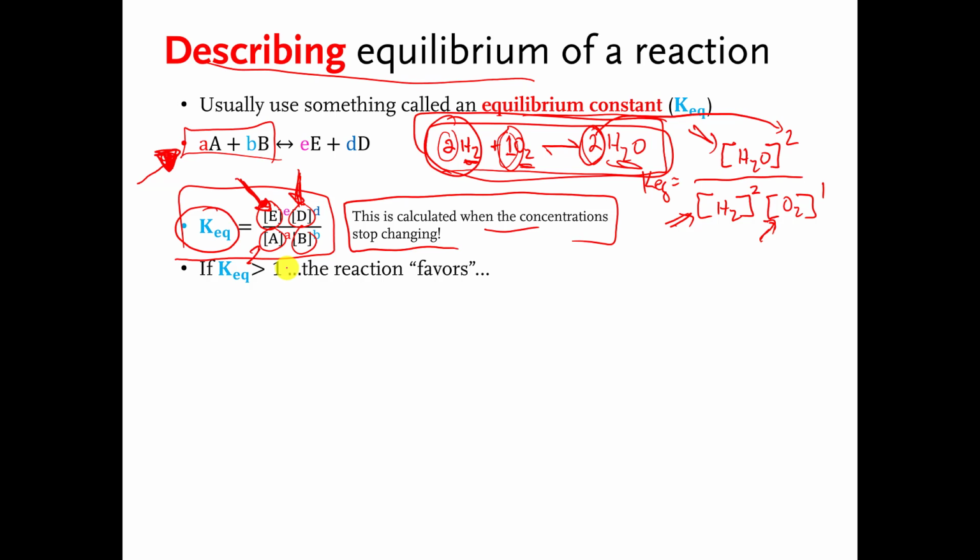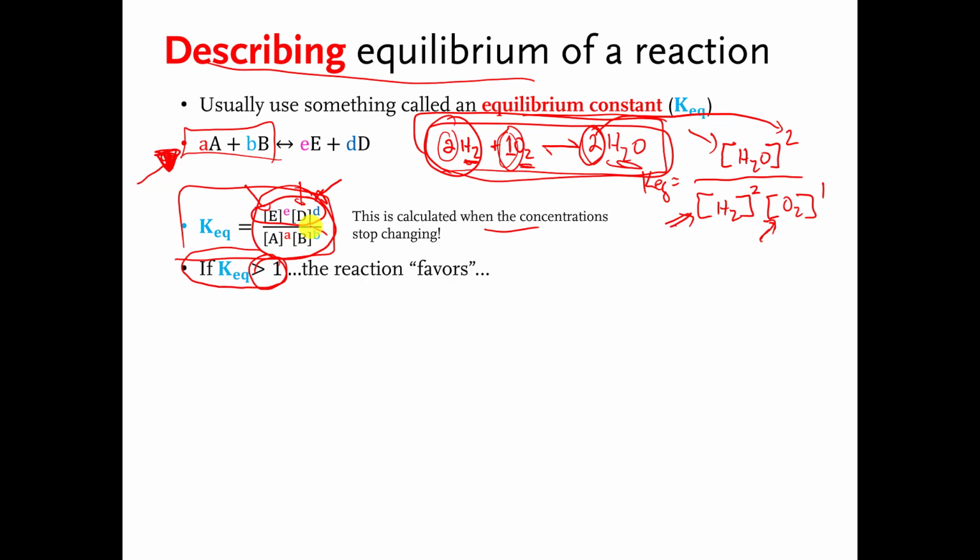So there's a couple of things that we can say when we calculate KEQ. First thing is, if our equilibrium constant, if we do this calculation and we end up with a number that's bigger than 1, that means the numbers in the numerator, when we multiply them together, are bigger than the numbers in the denominator when we multiply those together. But the numbers in the denominator come from the left side of the arrow, and the numbers in the numerator come from the right side of the arrow.